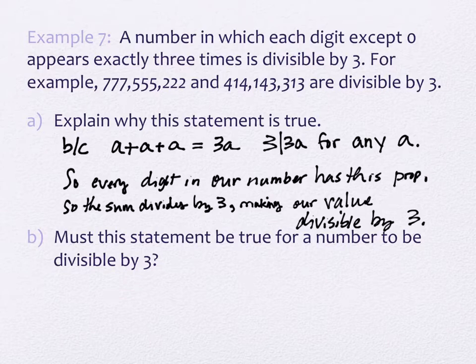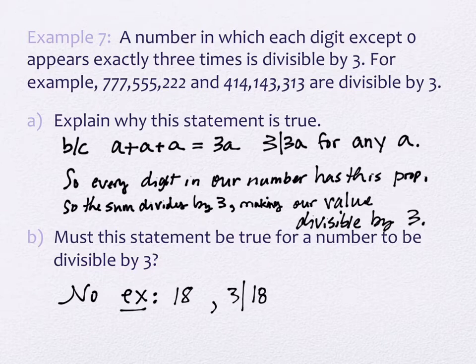Does this statement have to be true in order for a number to be divisible by 3? No. And anytime you're trying to prove something's not true, an example will work. Can you give me an example of a number that doesn't look like one of these, but it's still divisible by 3? 18. I was like, don't go thinking too big. 18 works just fine. 18 does not look like 3 numbers repeated a bunch of times, right? Like, that's not what's happening here. And 3 divides 18. But it doesn't have this property.